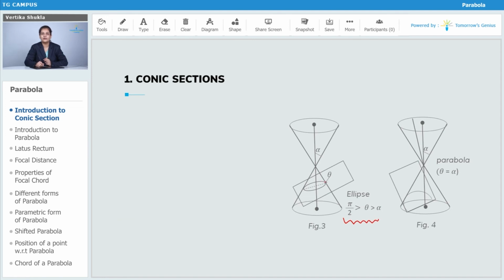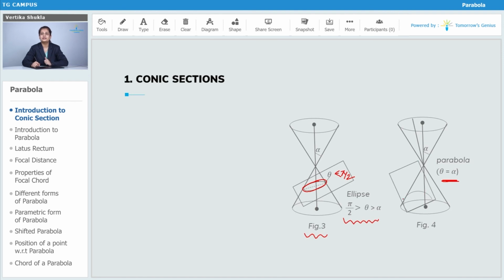So the angle between the axis and this plane is theta, which is less than pi by 2, and when it is inclined at that angle, the cross section that you receive over here is that of an ellipse. So when the angle is less than pi by 2, the cross section received will be that of an ellipse, which you can see in figure 3. Coming to figure 4, in this case theta is equal to alpha, which is the angle that you have seen in the first slide.